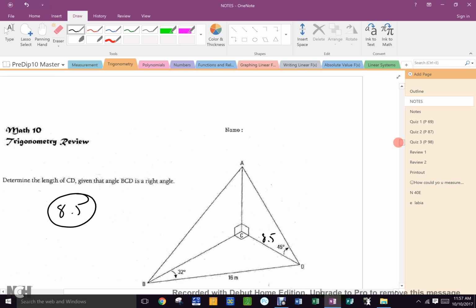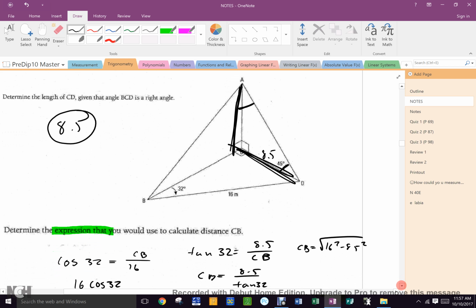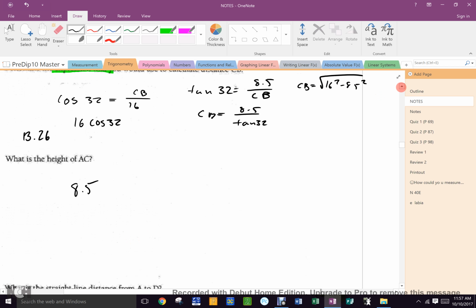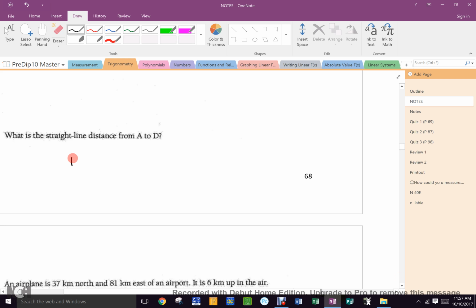The height of AC is, of course, 8.5. And you needn't do any trig for that, because AC was the same as CD because they were both 45-degree angles, so it had to be an isosceles triangle. So that was 8.5. And A to D was, you could have done the square root of 8.5 squared plus 8.5 squared. Or you could have done sine or cosine with 45. And you would have gotten the same answer. I don't remember what that answer is. I believe it is something along the lines of 11-ish.